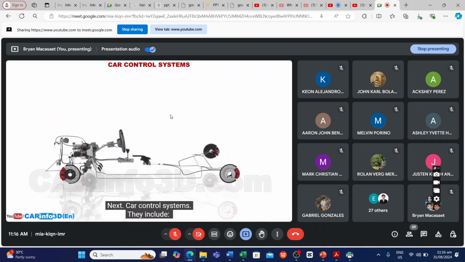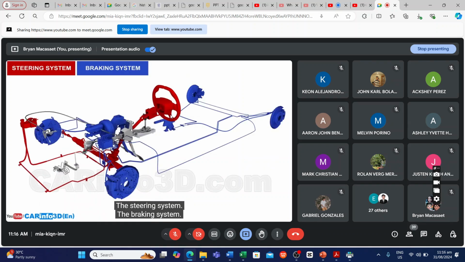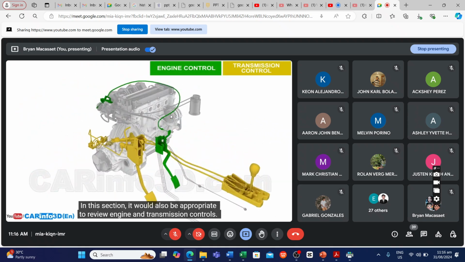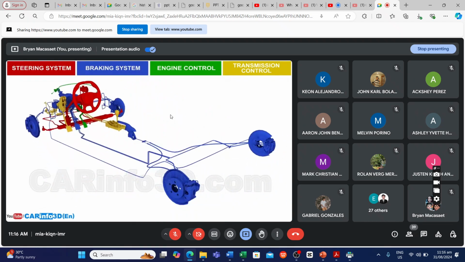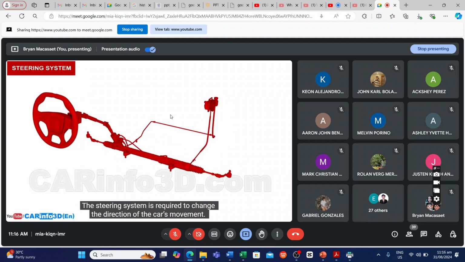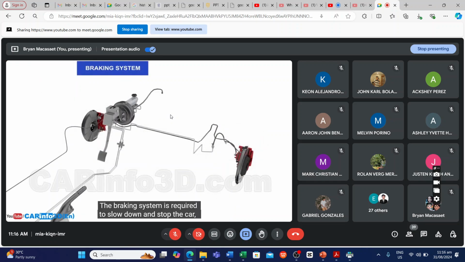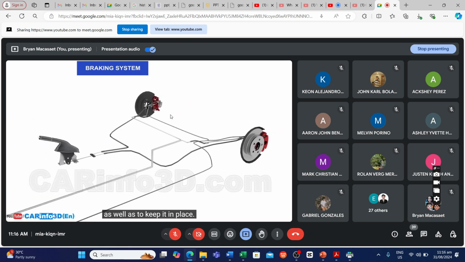Next, car control systems. They include the steering system and the braking system. In this section, it would also be appropriate to review engine and transmission controls. The steering system is required to change the direction of the car's movement. The braking system is required to slow down and stop the car, as well as to keep it in place.